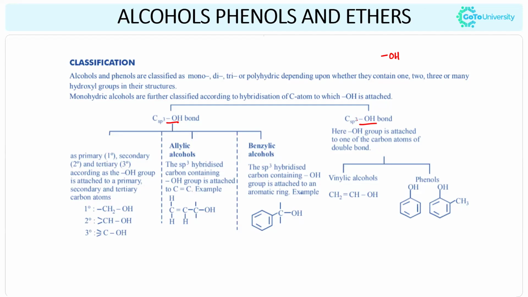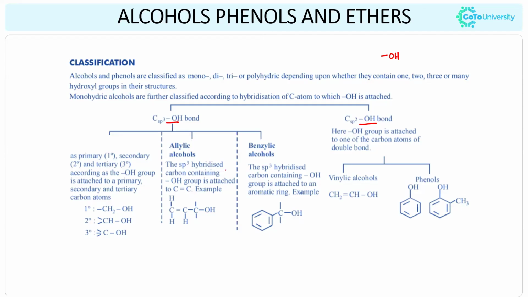If the hydroxyl group is connected to sp3, we can again classify them into three. If it is bonded to sp2, we can again classify them into two. So we have to know what the criteria for their classification is, and how they are classified. First we will consider the sp3 hybridized carbon atom containing the hydroxyl group.